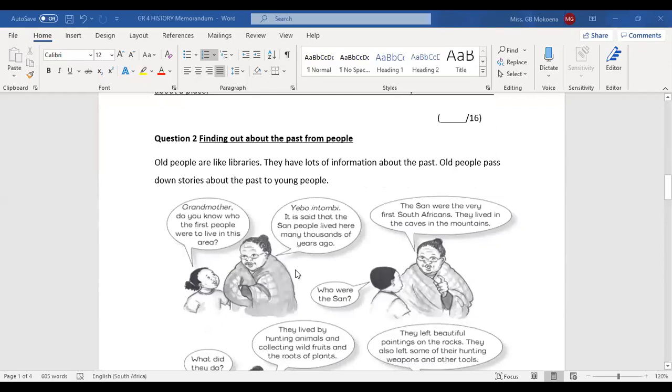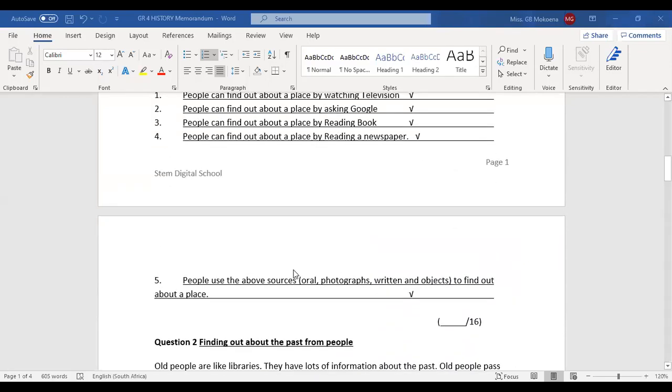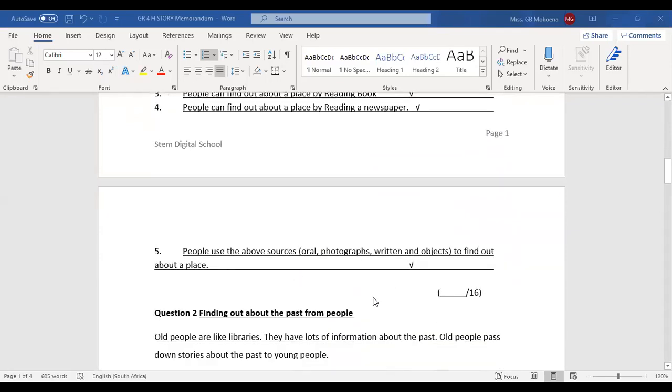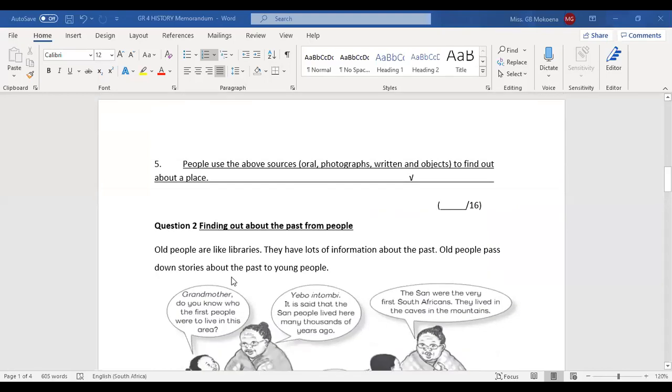Okay, so question 2. If you got all these answers correct, you have scored yourself 16 marks. 16 marks in the bag. Then we go home with it.